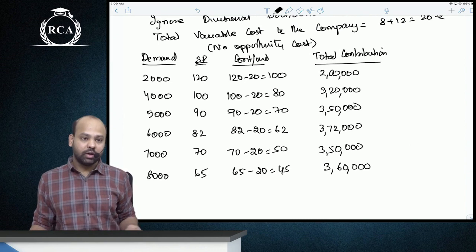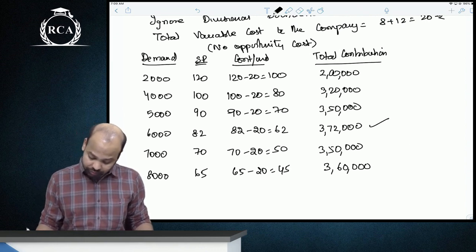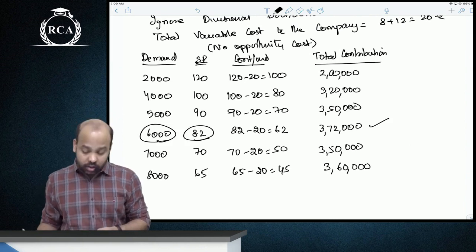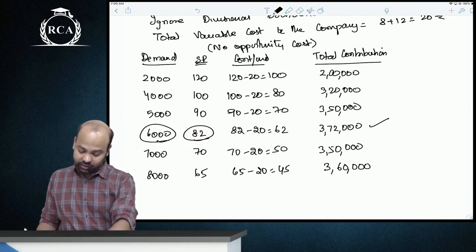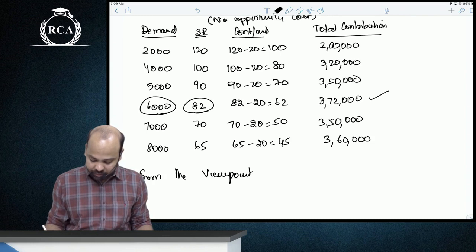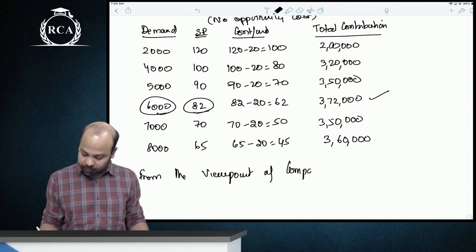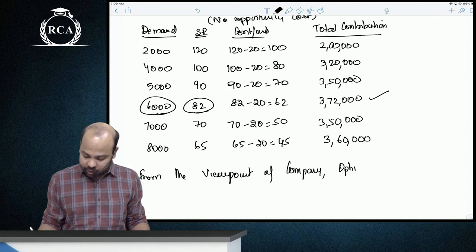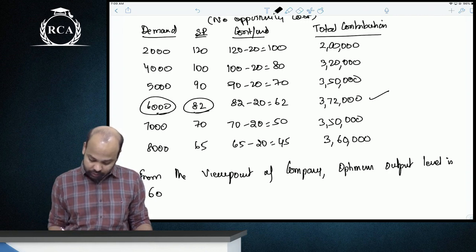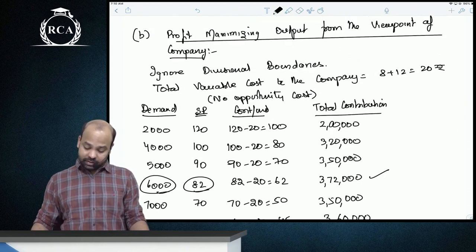Anyways, beta, this is the profit maximizing output, guys, from the viewpoint of the entire company as such. It should be operating at a volume of 6000 units. From the viewpoint of company, the optimum output level is how much, guys? The optimum output level beta is 6000 units.